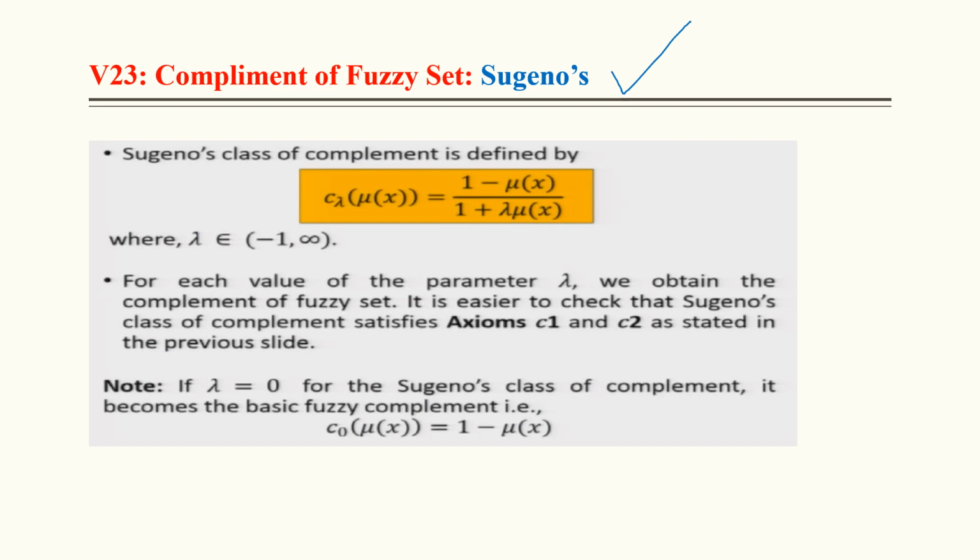So the Sugeno class of complement is defined by this. We have to remember this formula only, and we can solve the questions based on this. In this case, the value of lambda belongs to this range, meaning lambda cannot be equal to -1 and lambda cannot be equal to infinity, right? And if lambda becomes 0, then this will be the simple case of complement. So if in the question they are asking when lambda equals 0, then simply take the complement for the given membership value.